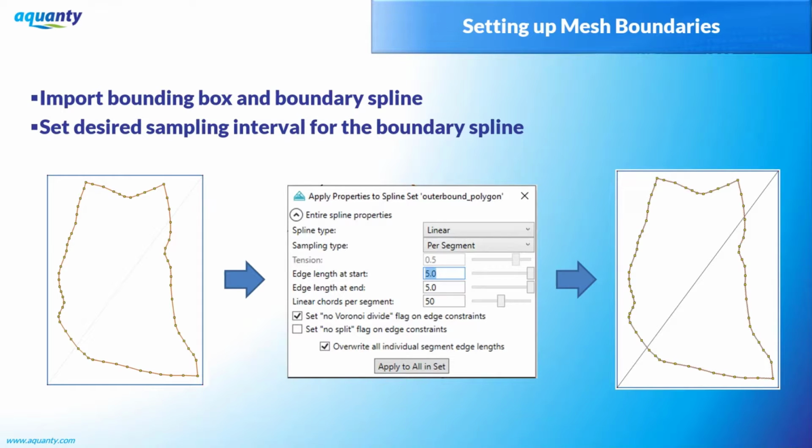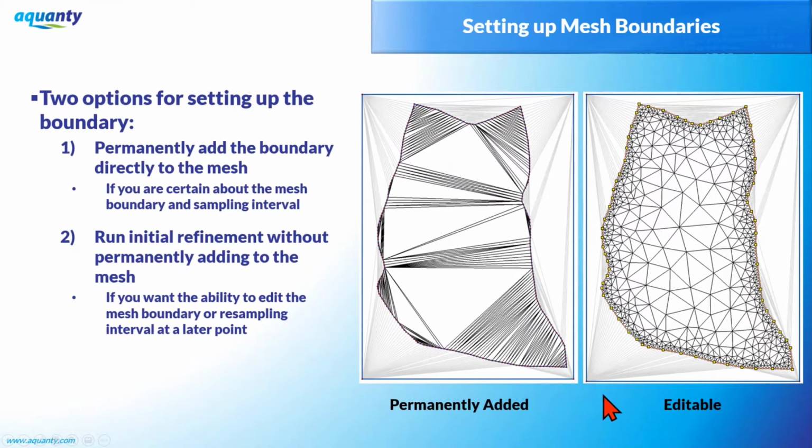So moving on from data import, we will head on to setting up our mesh boundaries. After importing the bounding box and the boundary spline, you can set your desired sampling interval for your boundary. Just here we've chosen a value of 5, and you can see here how it resampled some points along each of these segments in between the original vertices of the boundary. At this point, we have two options for setting up the boundary.